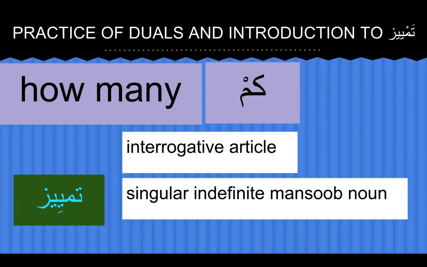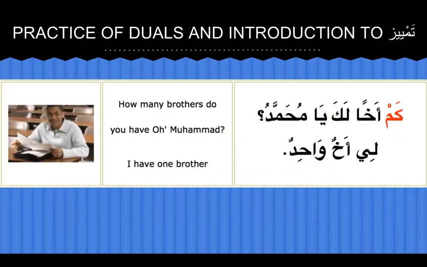Let's do some example. If we say kam akhan laka. If you see here, what we say, kam akhan. This akhan is giving clarity. How many of what? So we say how many brothers. This akhan is always singular, indefinite, and we know when there is an indefinite noun ending with two fathas, it is always written on alif. So that's why akhun will become akhan. So if you see, kam akhan laka, how many brothers do you have?